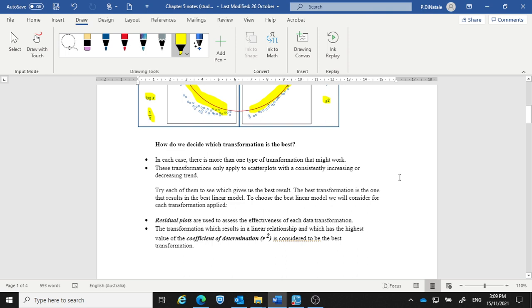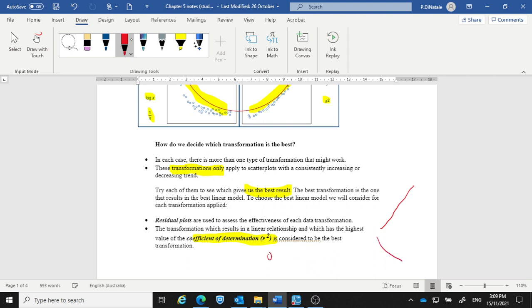Once we check these transformations, and we do all these transformations on the calculator, then the one that gives us the best result is the one that we're going to do. So we're going to look at the residual and the r squared and say, okay, which one's going to give us the best r squared? Closer to 1, whether it's positive or negative, is the one that we'll use.